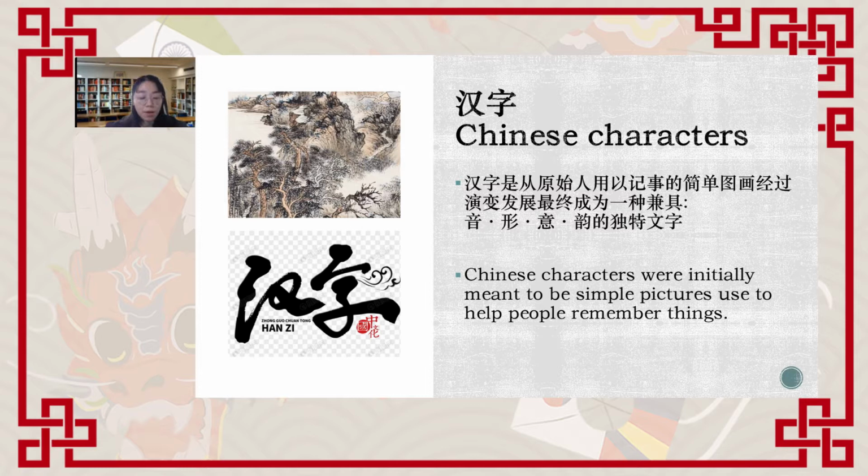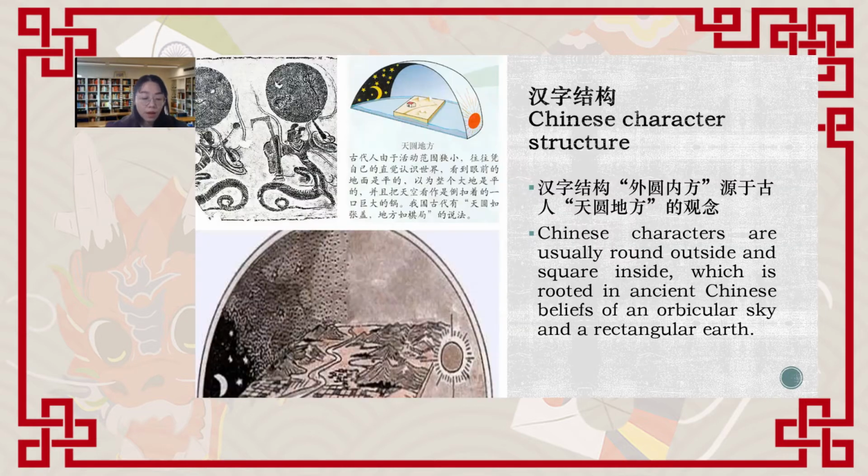Chinese characters were initially meant to be simple pictures used to help people remember things. After a long period of development, it finally became a unique character system. Look at the Chinese character structure. We can see their shapes are usually round outside and square inside.